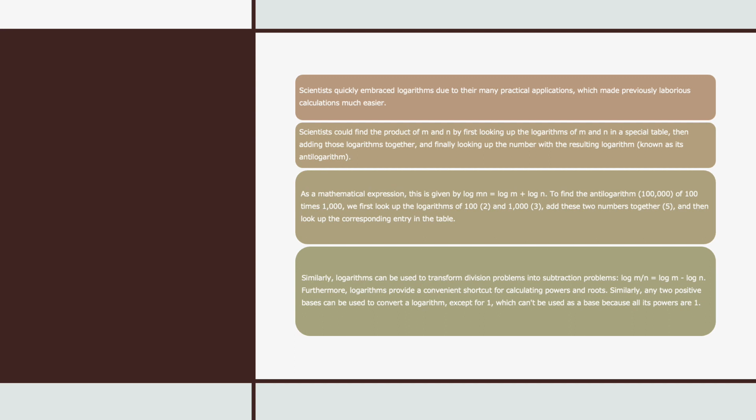Furthermore, logarithms provide a convenient shortcut for calculating powers and roots. Similarly, any two positive bases can be used to convert a logarithm, except for 1, which can't be used as a base because all its powers are 1.